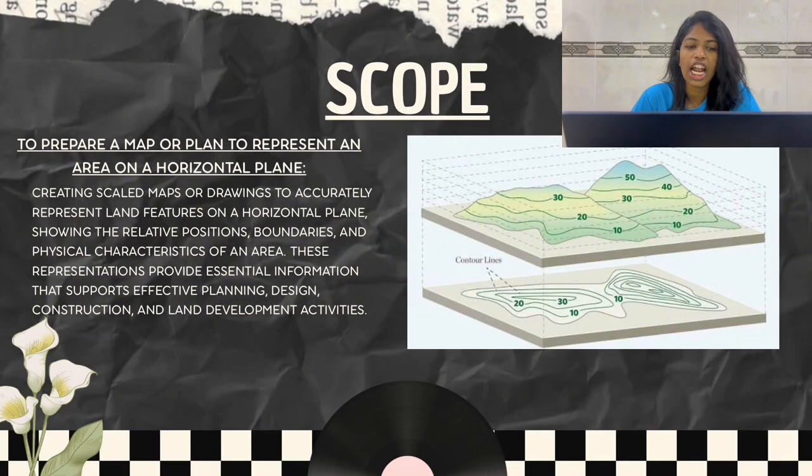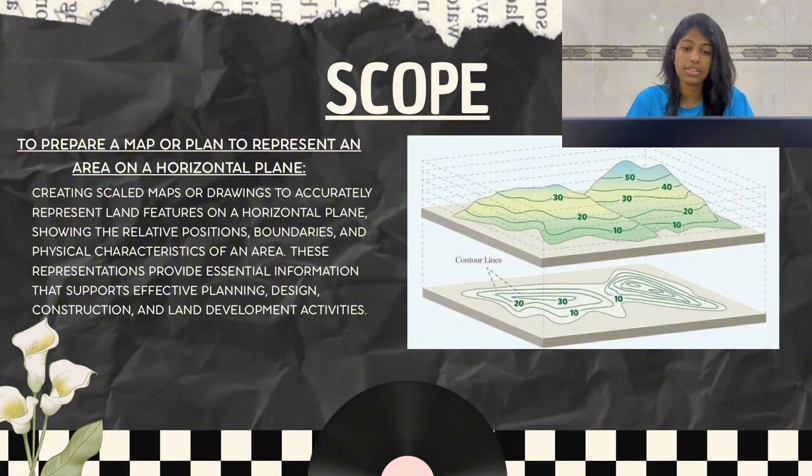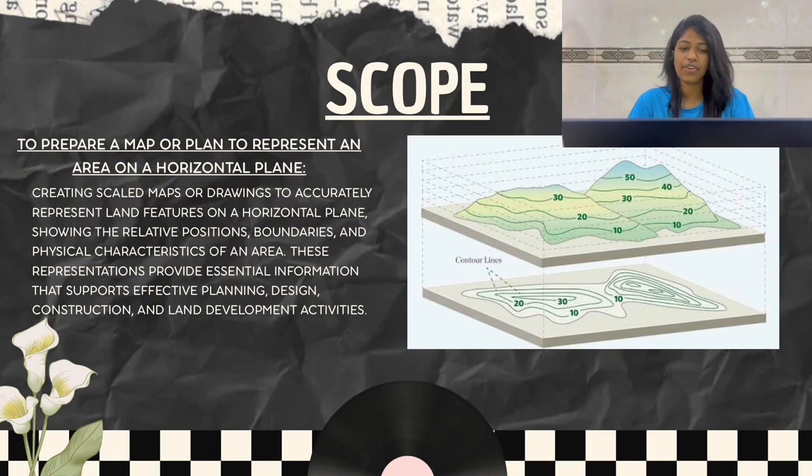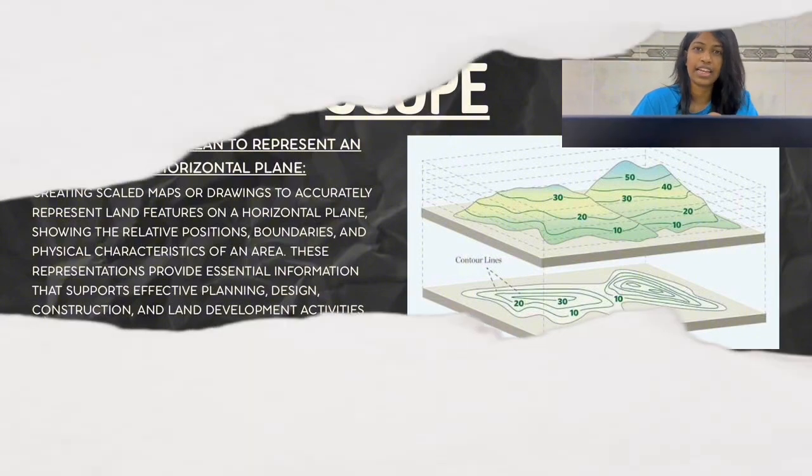And the last scope that I'll be talking about is to prepare a mapping or plan to represent an area of a horizontal plan. Creating scale map or drawing to accurately represent land features on a horizontal plane, showing the relative position, boundaries and physical characteristics of an area. This representation provides essential information that supports effective planning, design, construction and land development activities.